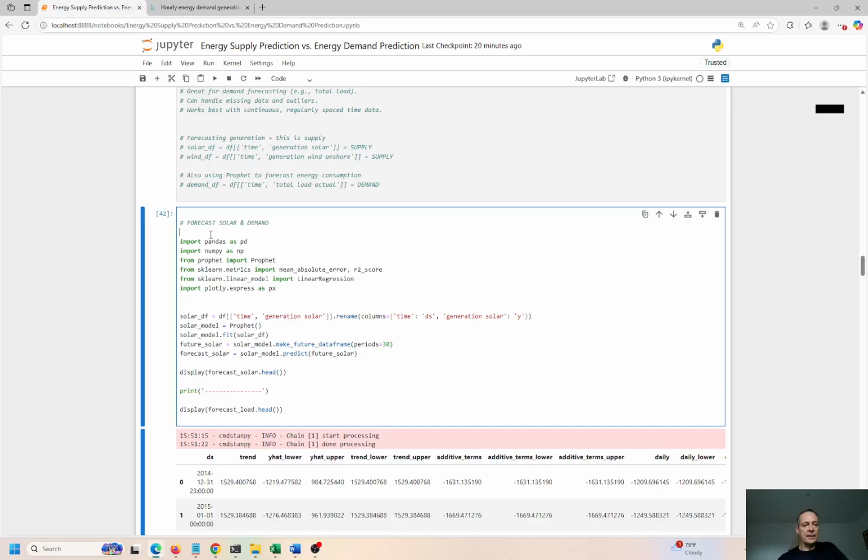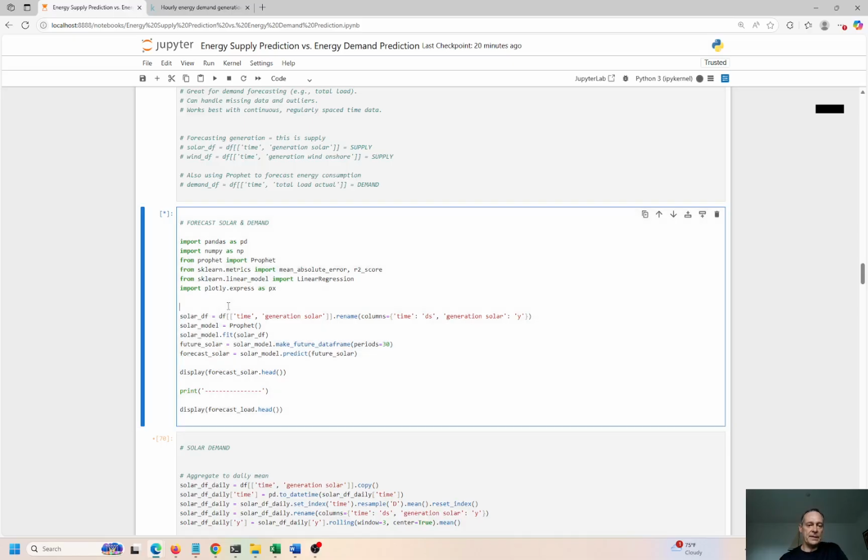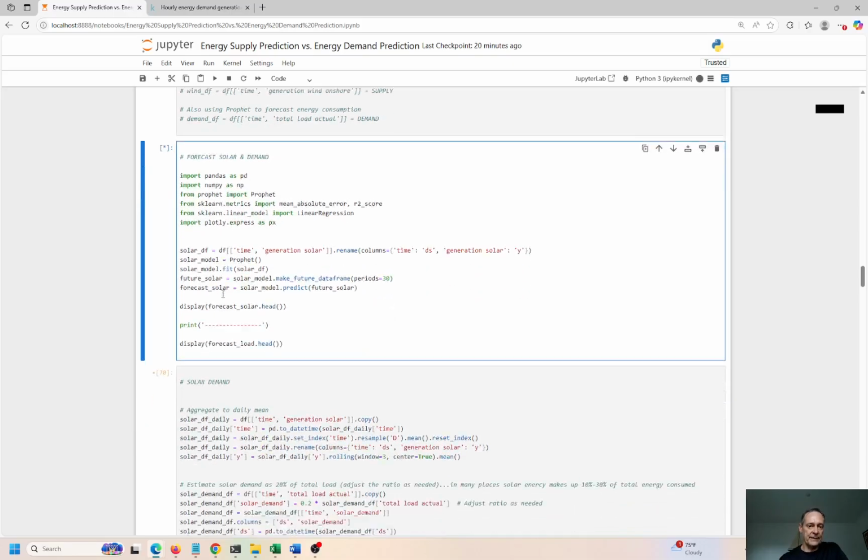So let's look at our first forecast for solar and the demand for solar energy, right? The title of this is Energy Supply Prediction versus Energy Demand Prediction. So we're going to do a forecast or a prediction into the future. Okay, so we saw historically what energy patterns have been in the past. Let's take a peek into the future and see what that's going to look like.